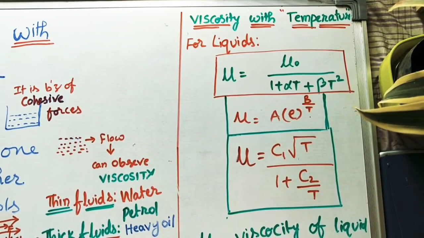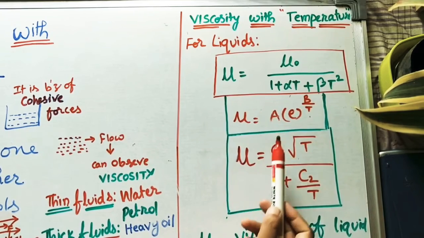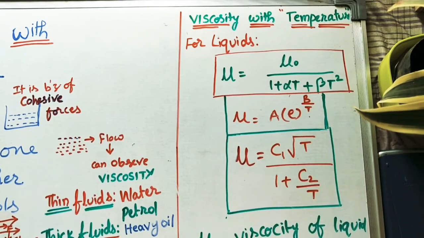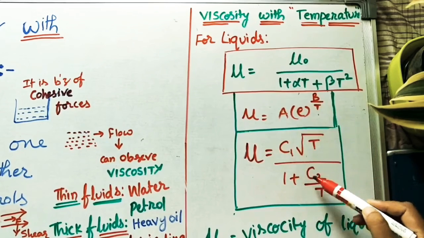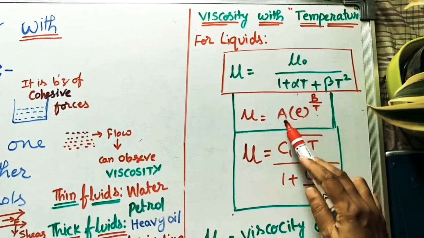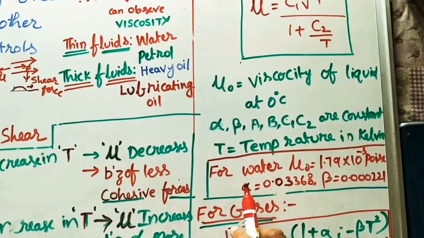So which formula do we have to take? According to the given data: if alpha, beta are given, take this formula. If they are giving A and B values, take this formula. If they are giving C1 and C2, then we have to consider this one. In some data books, alpha and beta and these A, B, C1, C2 values will be available. But normally in BTech exams and competitive exams, they will give these values in the exam paper only. So try to remember these values.